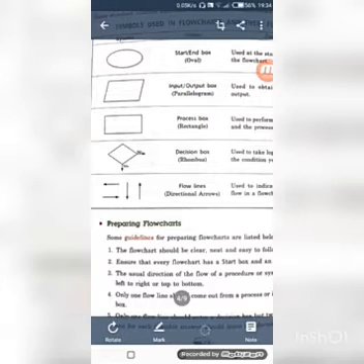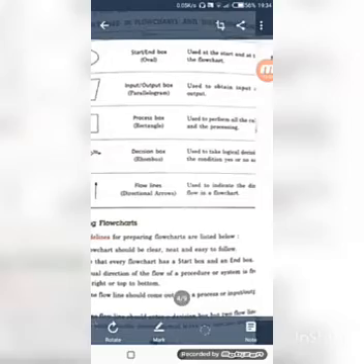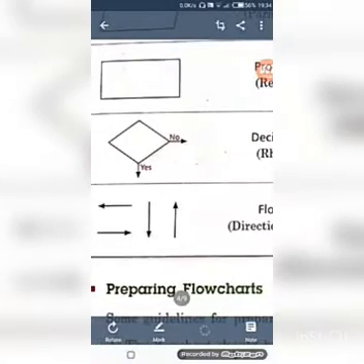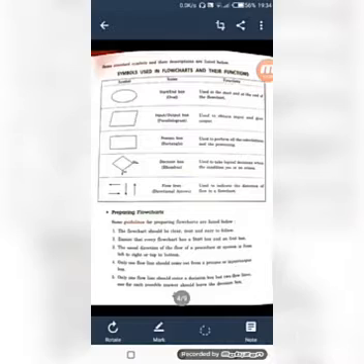Next one is flow lines. We also call flow lines directional arrows. Directional arrows indicate the flow in a flow chart, just like this. If yes, then our answer will go downward. If no, our answer will go horizontally like this.